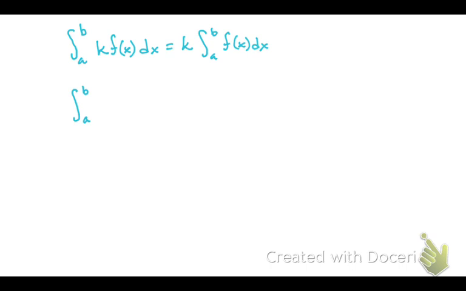So the next one I have is the integral from a to b of f of x plus g of x. This is another thing. So how would I do that one? Same way I do a summation, same way I do a derivative. I take the integral of f of x dx and add it to the integral of g of x dx.